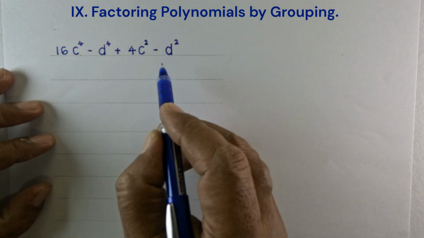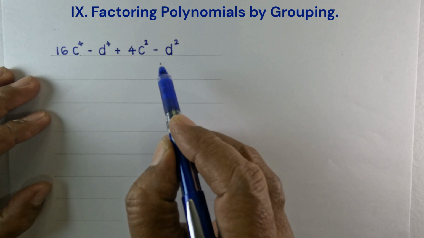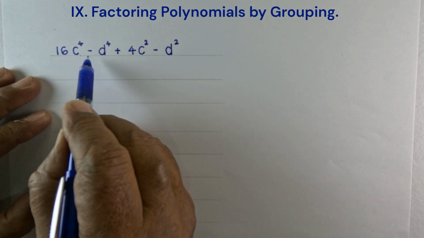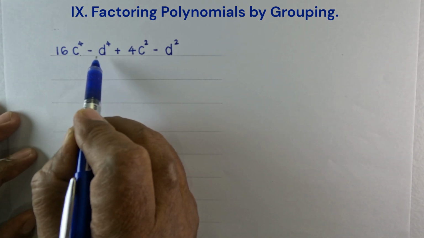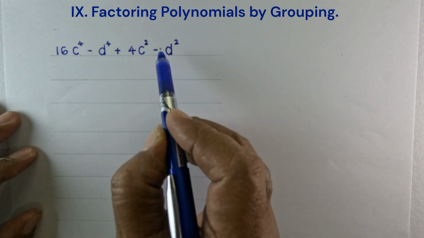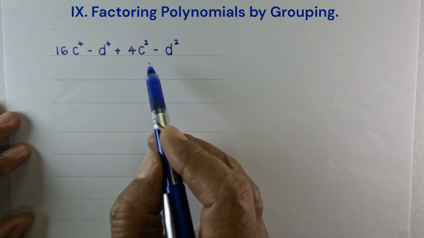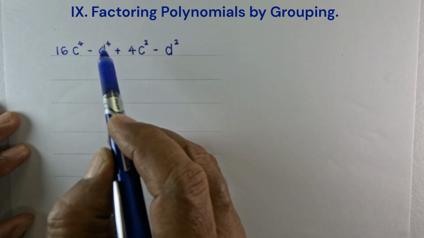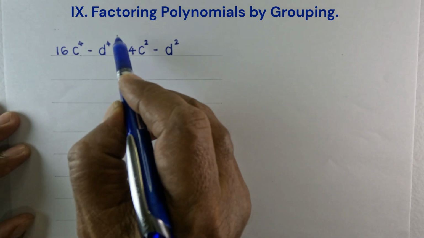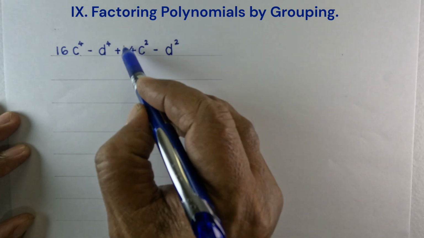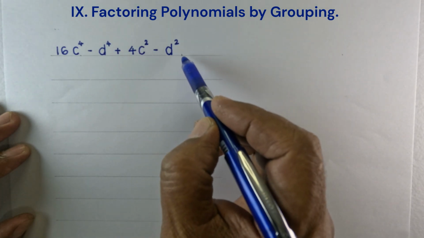Let's factor this polynomial expression: 16c to the fourth minus d to the fourth plus 4c squared minus d squared. Now, we're going to do that by grouping. So, we'll group the first two terms here and likewise group the last two terms.